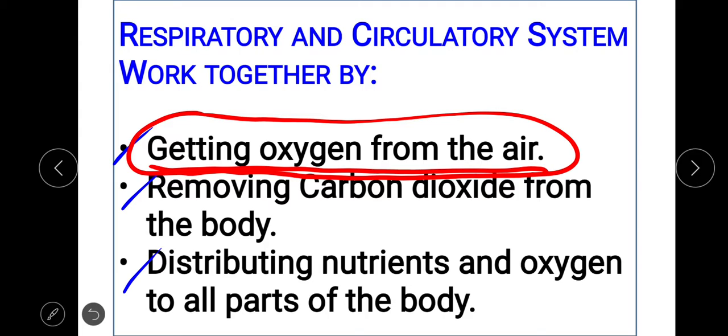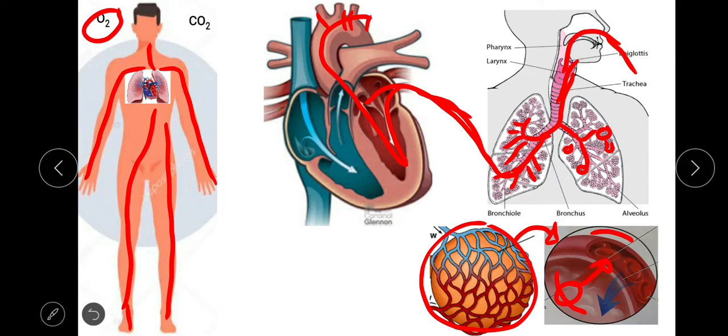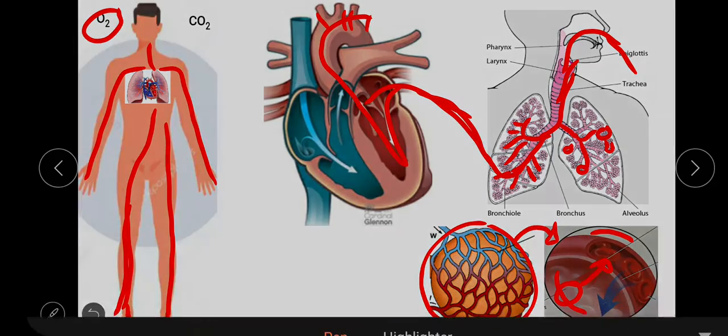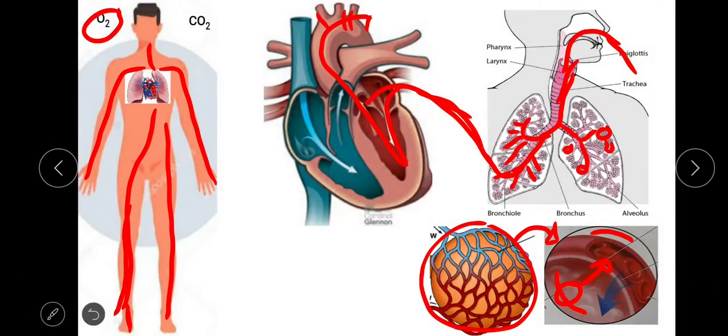The second job is removing carbon dioxide from the body. Now, since oxygen is already distributed to all parts of the body, in the process, because we use energy. When we use energy, we need oxygen. Now, when we already use energy, carbon dioxide is released by the body. So, when carbon dioxide is released by the body, what will happen next?